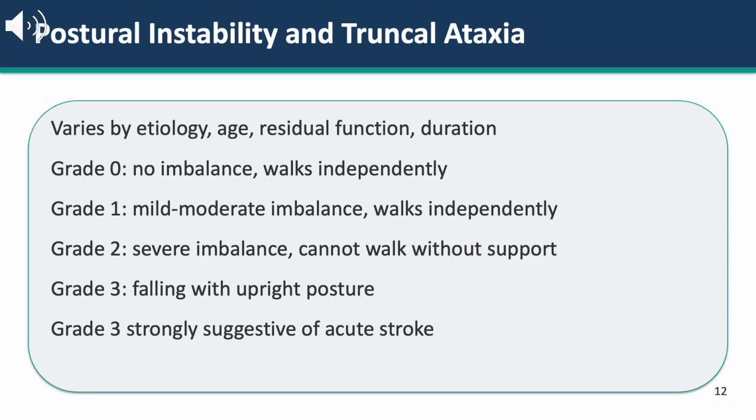Postural instability associated with vertigo varies by etiology, age, residual vestibular function, and disease duration. Truncal ataxia has been categorized in a 4-point grading system. Grade 0 indicates no imbalance with walking independently. Grade 1 indicates mild to moderate imbalance with walking independently. Grade 2 indicates severe imbalance with standing and inability to walk without support. Grade 3 indicates falling with upright posture.